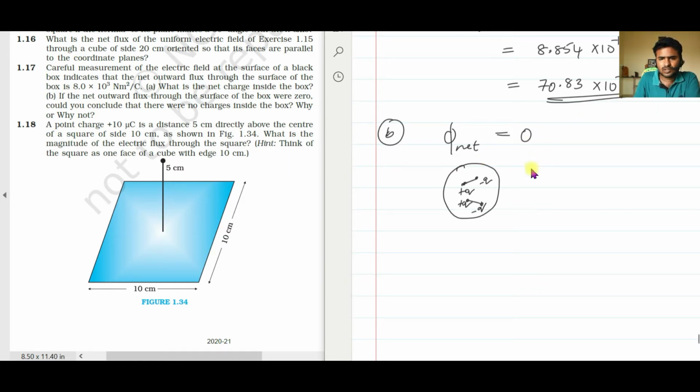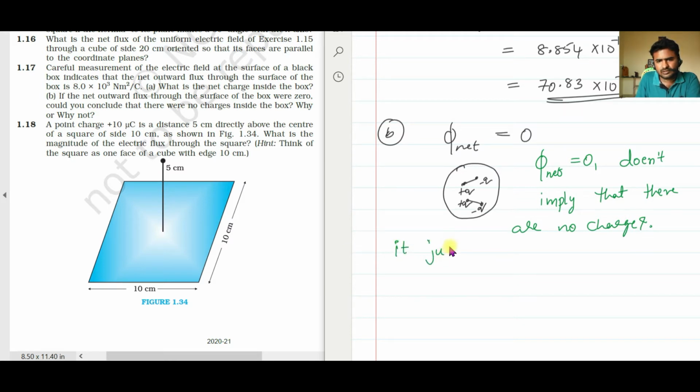So here, no, flux, I can write like this. Net flux zero doesn't imply that there are no charges at all. It just means that the net charge is zero.